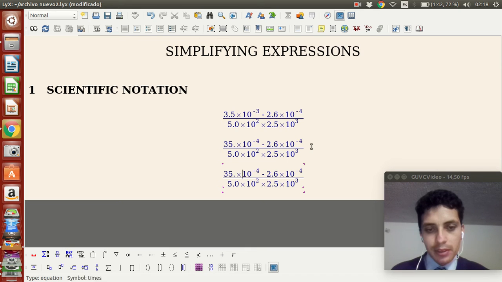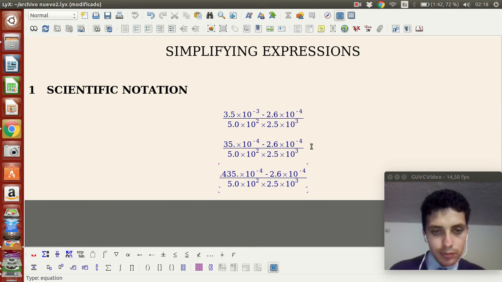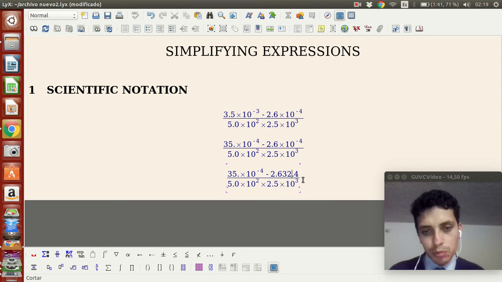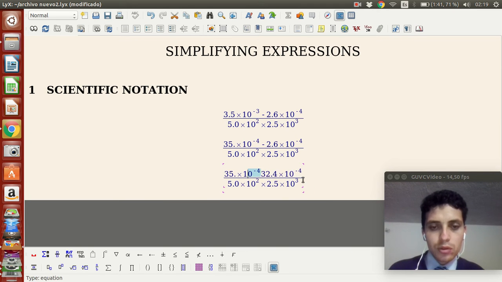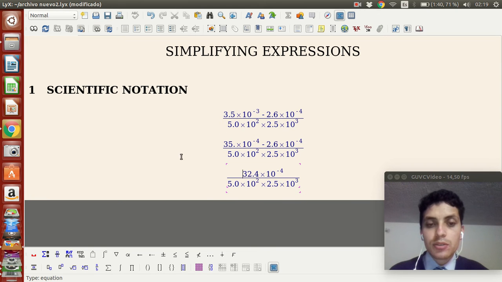Okay, so 35 minus 2.6. 5 minus 2.6 is 2.4, and 30 will be 32, so 32.4 times 10 to the negative 4 power. If you're not sure, please do the subtraction by your side, 35 minus 2.6, and you will see that it is 32.4 times 10 to the negative 4 power.